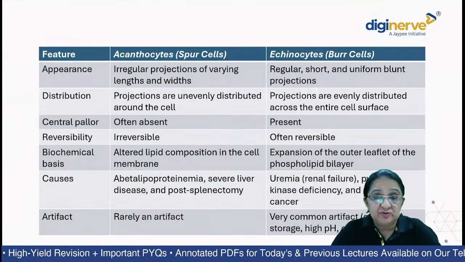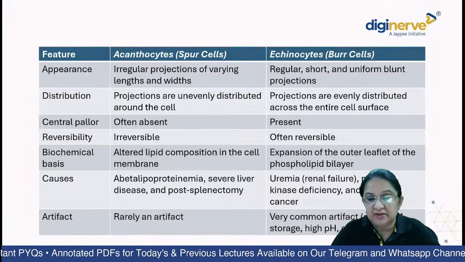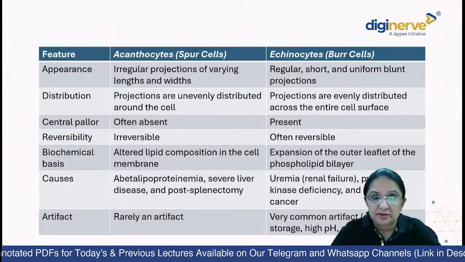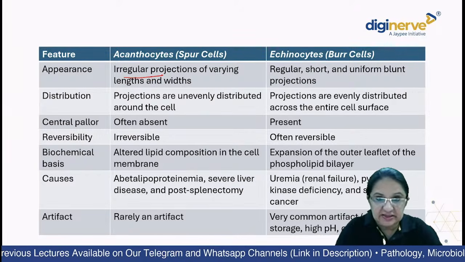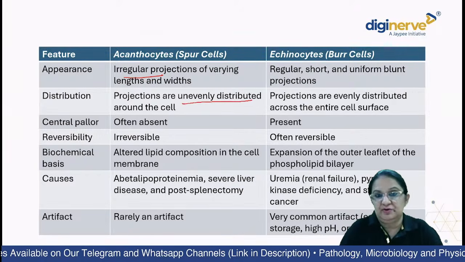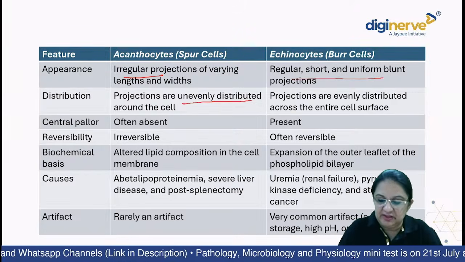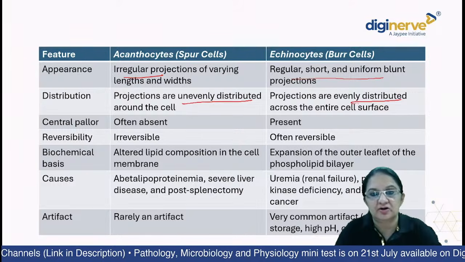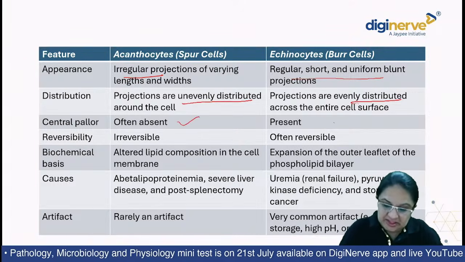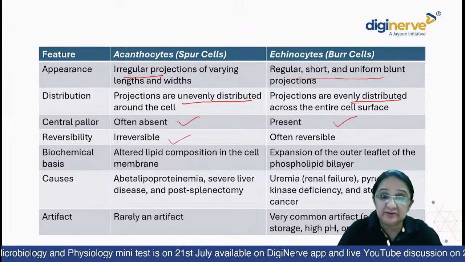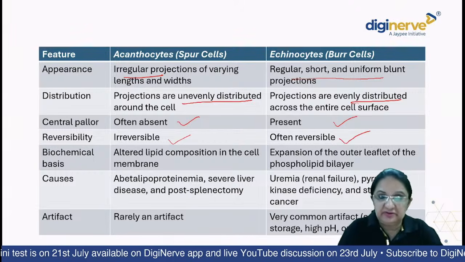The difference between acanthocytes and echinocytes: acanthocytes, I already told you, are spur cells. The projections are irregular, of various lengths, and unevenly distributed. Whereas in echinocytes, or Burr cells, they are regular, short, uniform, evenly distributed projections across the entire cell surface. Central pallor is absent in acanthocytes, while it is present in echinocytes. Acanthocyte change is irreversible, and echinocyte change is often reversible.